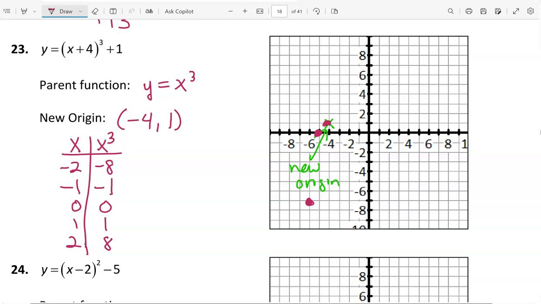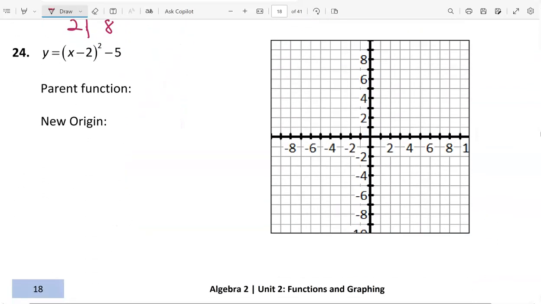0, 0 would be right on the new origin. 1, 1 would be 1 to the right and 1 up from the new origin. And 2, 8 would be 2 to the right and up 8 from the new origin. It's important, again, that you count from the new origin to graph each of those points.